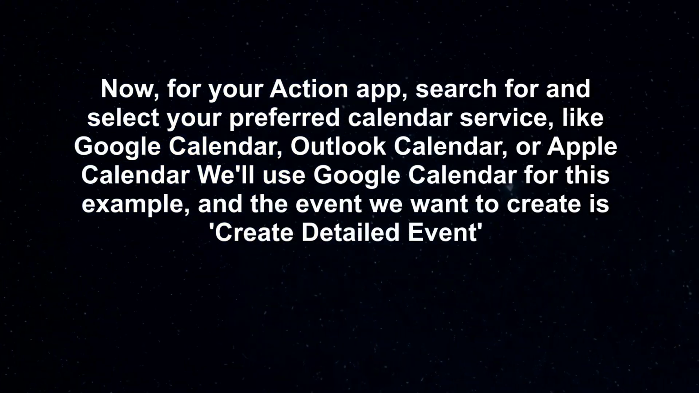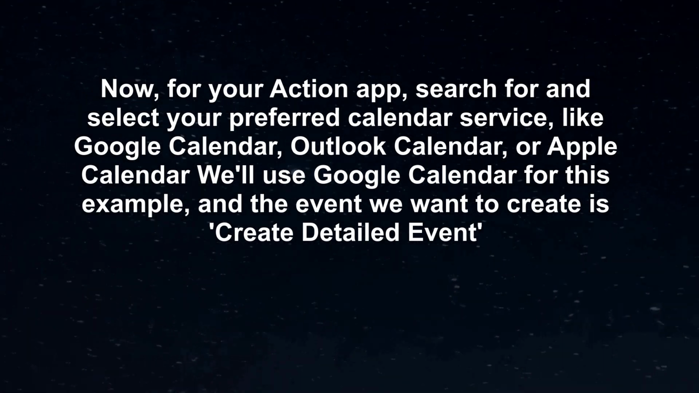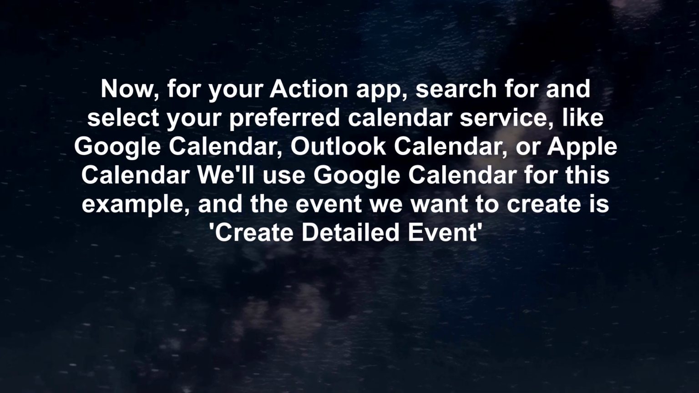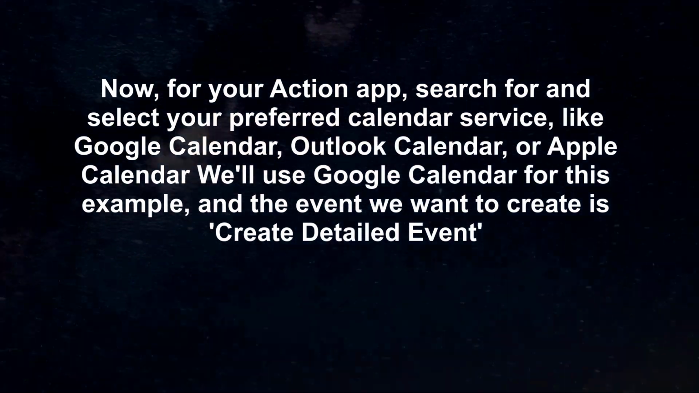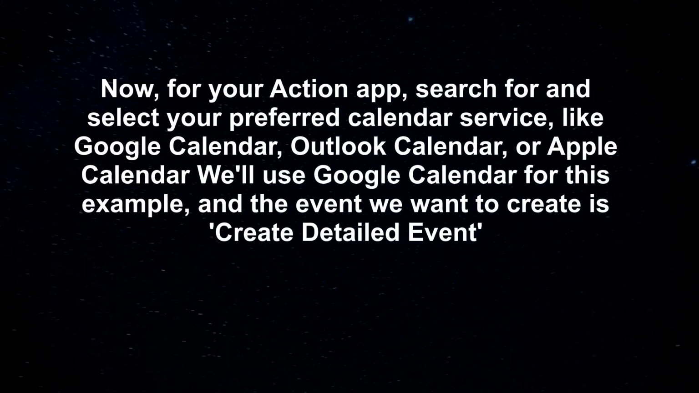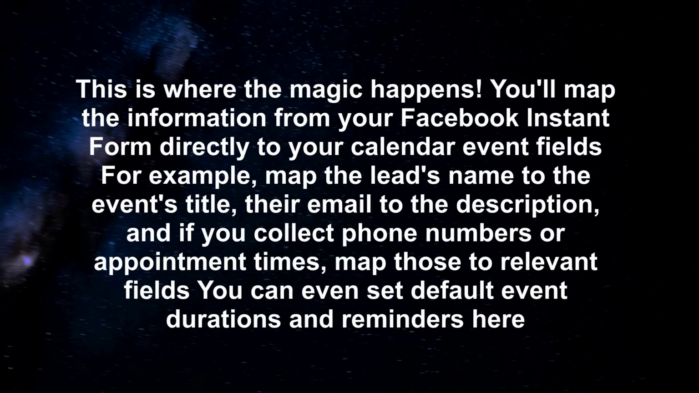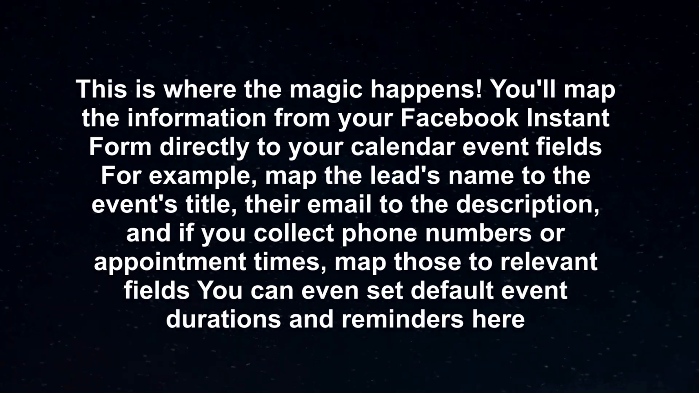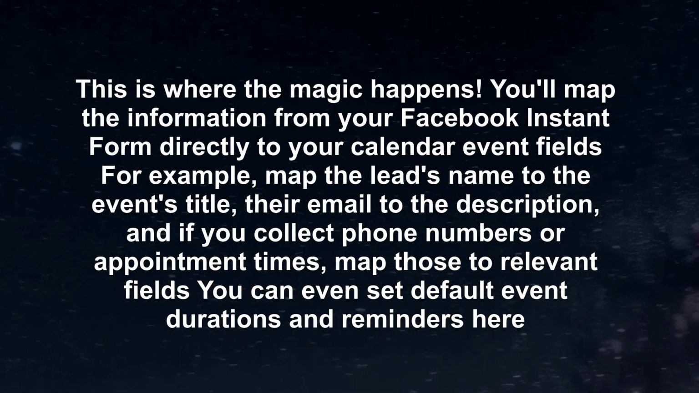Now, for your action app, search for and select your preferred calendar service, like Google Calendar, Outlook Calendar, or Apple Calendar. We'll use Google Calendar for this example. And the event we want to create is Create Detailed Event. This is where the magic happens. You'll map the information from your Facebook instant form directly to your calendar event fields.